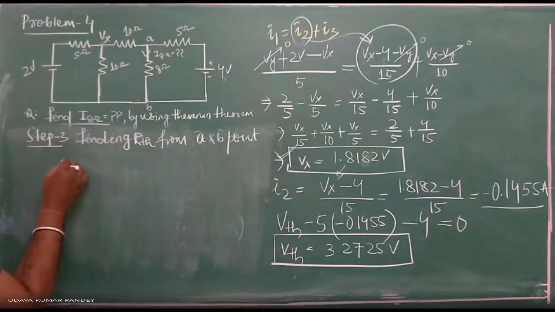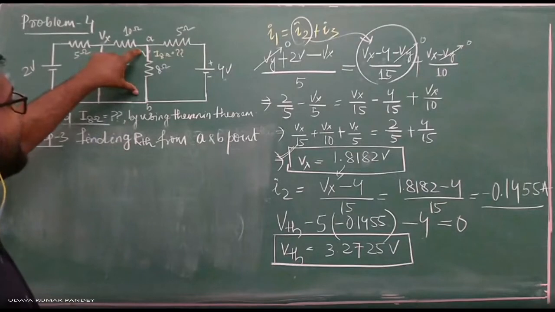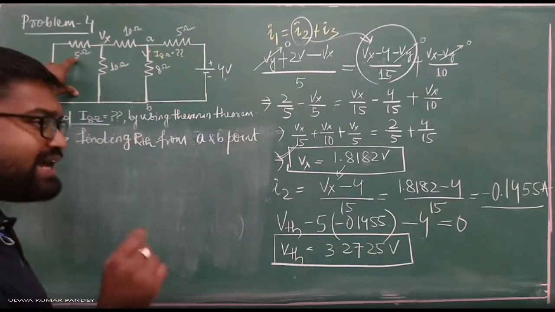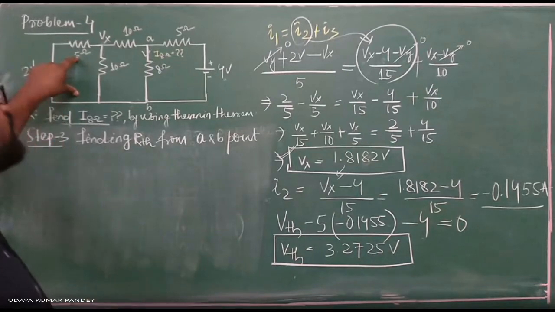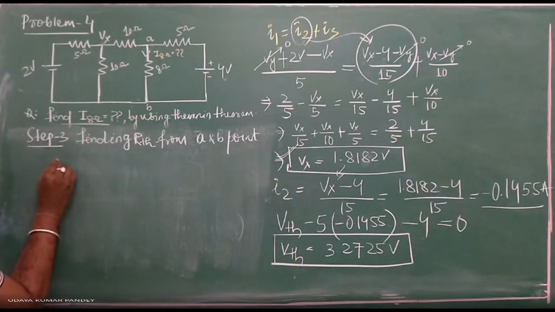You can redraw again the circuit, and I already mentioned that after eliminating RL, you have to redraw the circuit. During the finding of RTH, you have to replace all the voltage sources or current sources with their internal resistance. Now here the internal resistance of the voltage source is 0. That means the voltage source is short circuited. Now this 2 volt is short circuited.